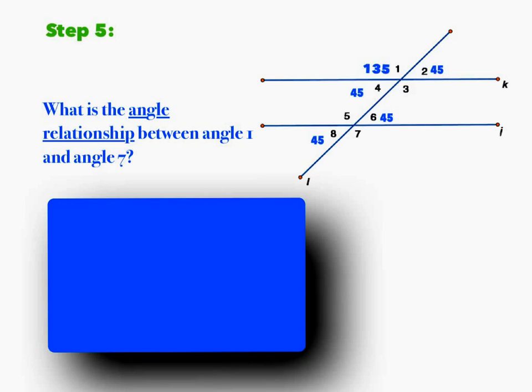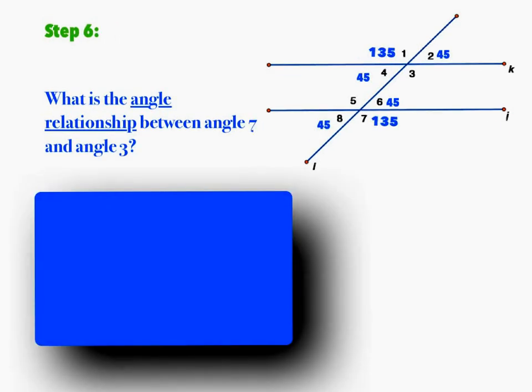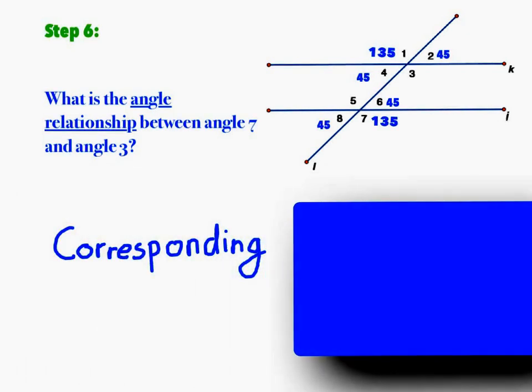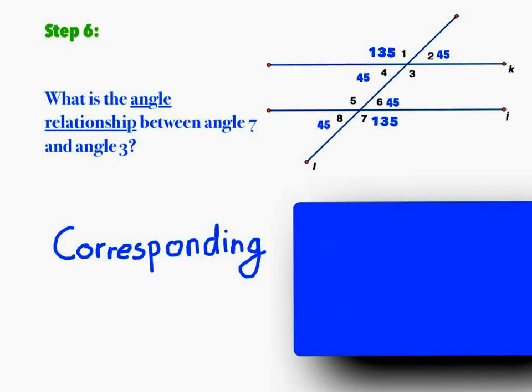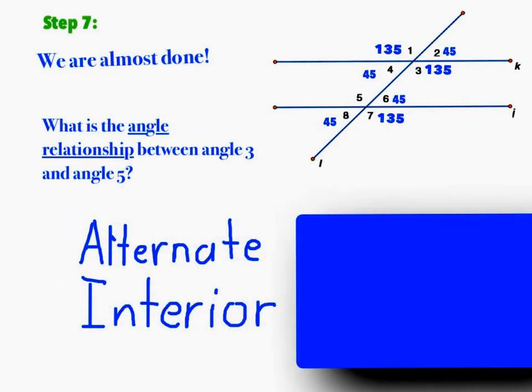Now we're going to look at the angle relationship between angle 1 and angle 7. This is alternate exterior angles. That means that angle 7 is also 135 degrees. Next, we're going to look at the angle relationship between angle 7 and angle 3. This is corresponding angles. That means that angle 3 is also 135 degrees. We are almost done. What is the angle relationship between angle 3 and angle 5? They are alternate interior angles. That means angle 5 is also 135 degrees.